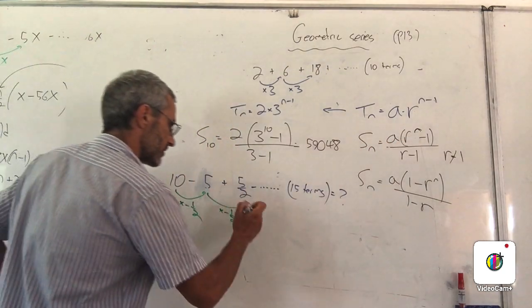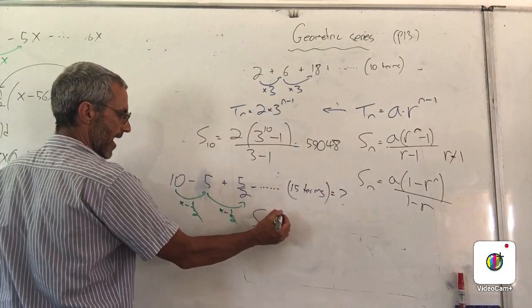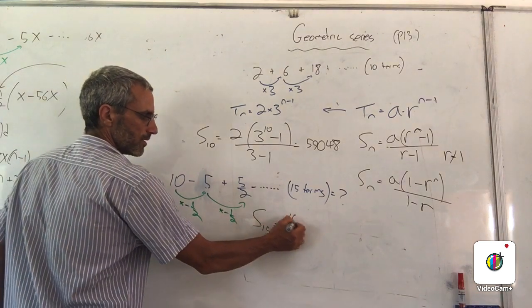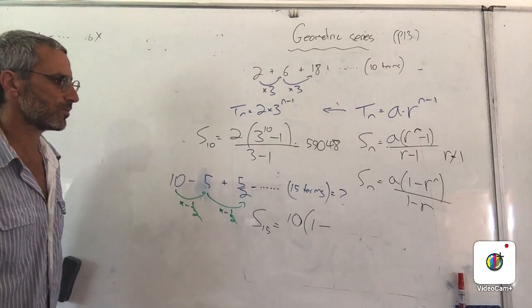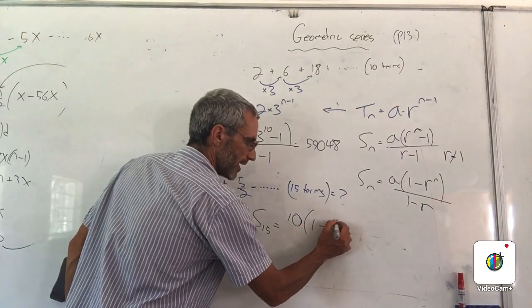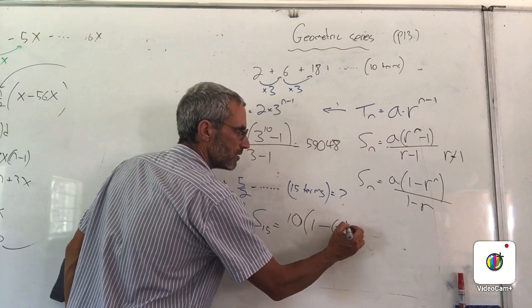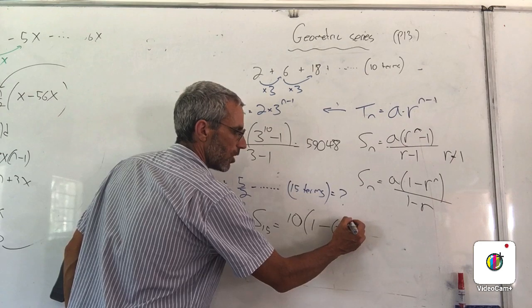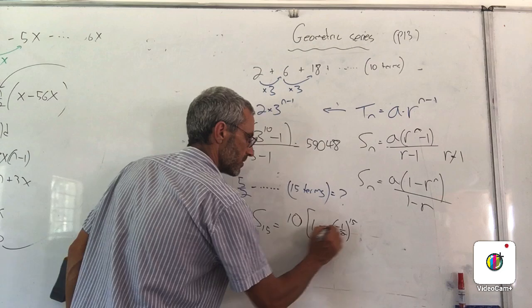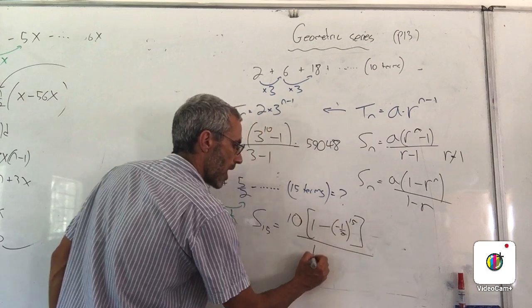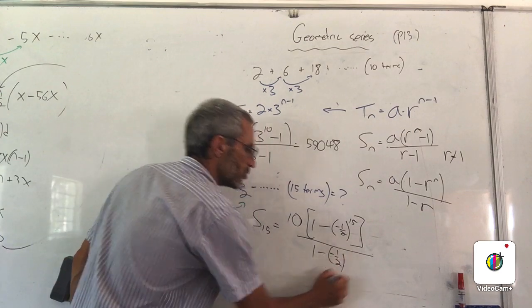So I'm going to try and find S15. Okay, so the first term, what is A? 10. Times 1 minus, okay, what should I write now? Brackets. Negative a half to the power of 15. Okay, I'll put square brackets here. And I divide it by 1 minus negative a half. Good idea to put brackets.